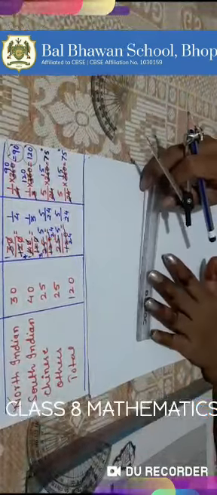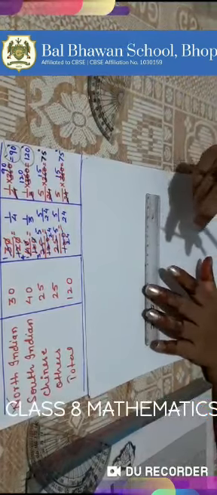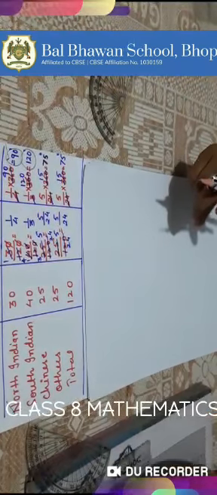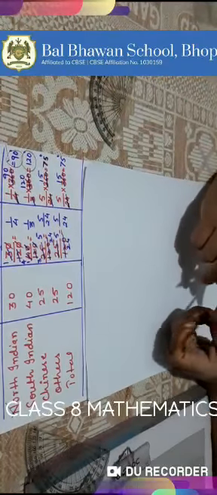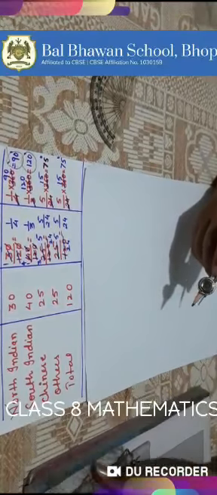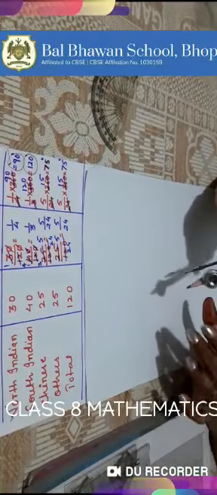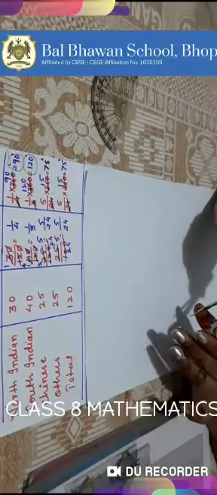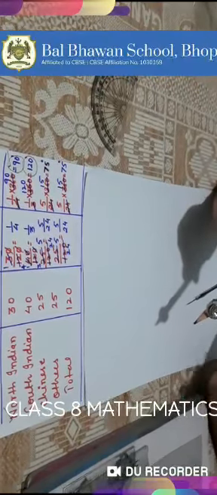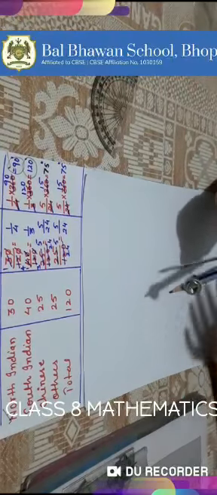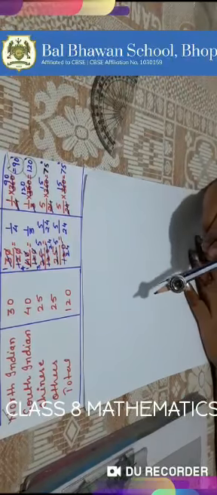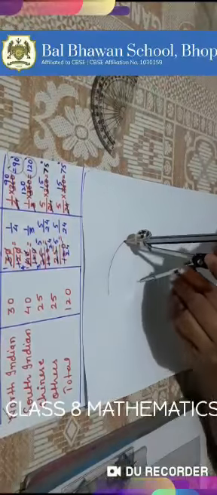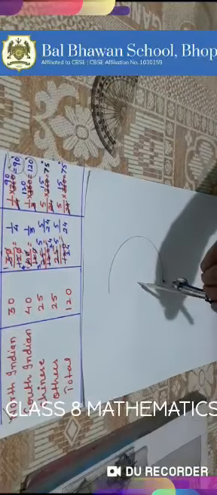Children, in this part, I will explain how to construct a pie chart. And you know that a pie chart is constructed in a circle. So first of all, in the first step, we will draw a circle with any convenient radius. It is not compulsory how much radius you take. According to your convenience, any suitable radius you can take and draw a circle. Like here, I am drawing a circle with a suitable radius.